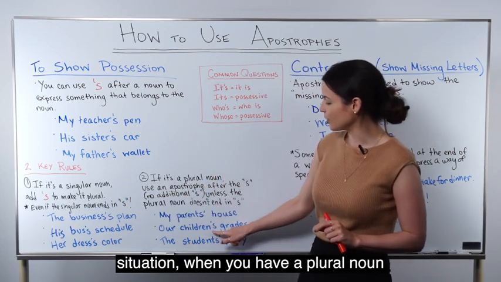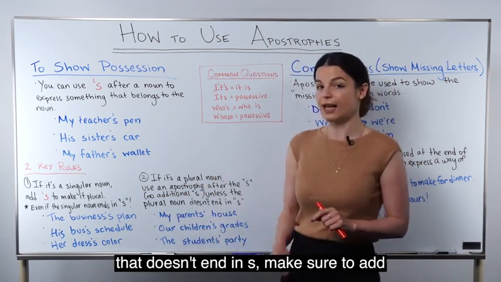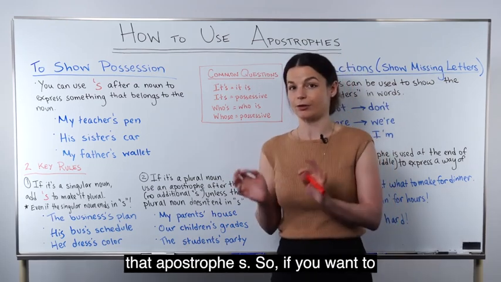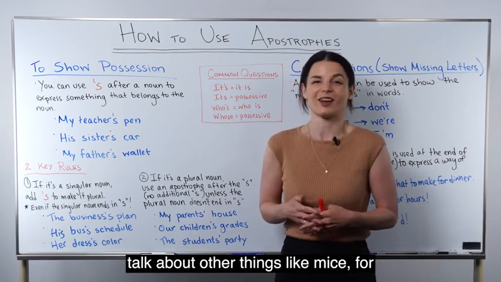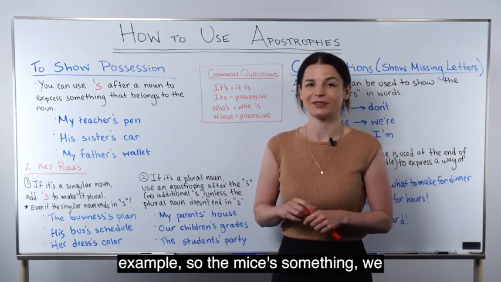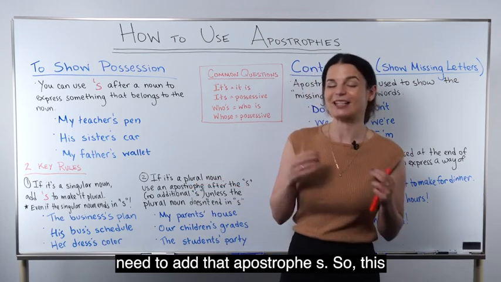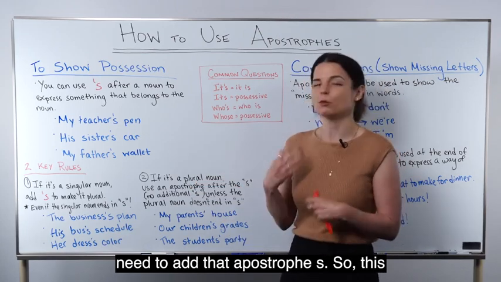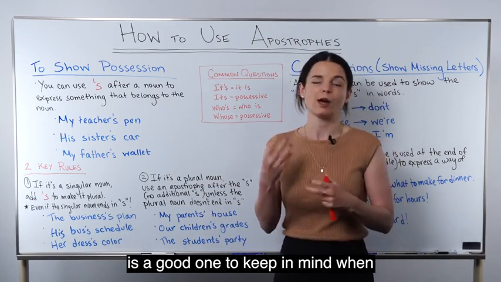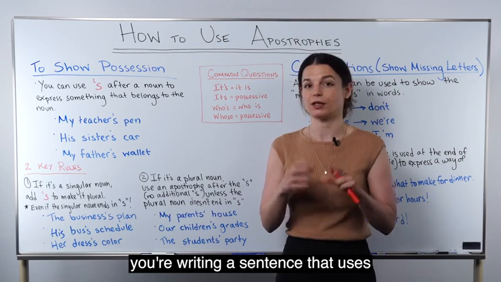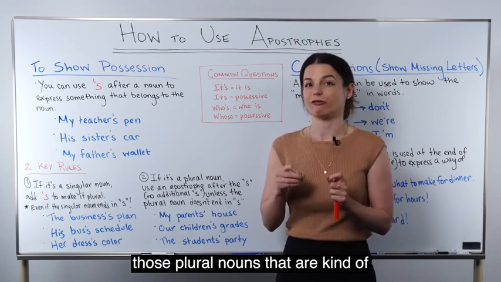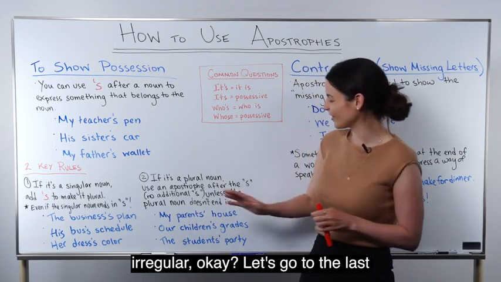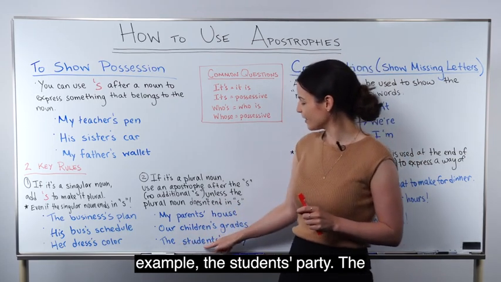So in this situation, when you have a plural noun that doesn't end in S, make sure to add that apostrophe S. So if you want to talk about other things like mice, for example, so the mice's something, we need to add that apostrophe S. So this is a good one to keep in mind when you're writing a sentence that uses those plural nouns that are kind of irregular.